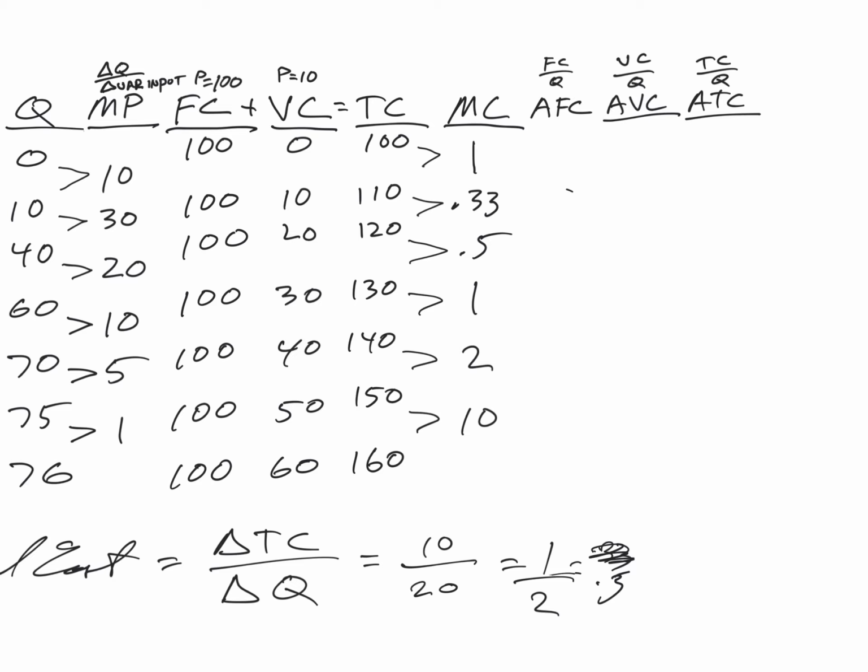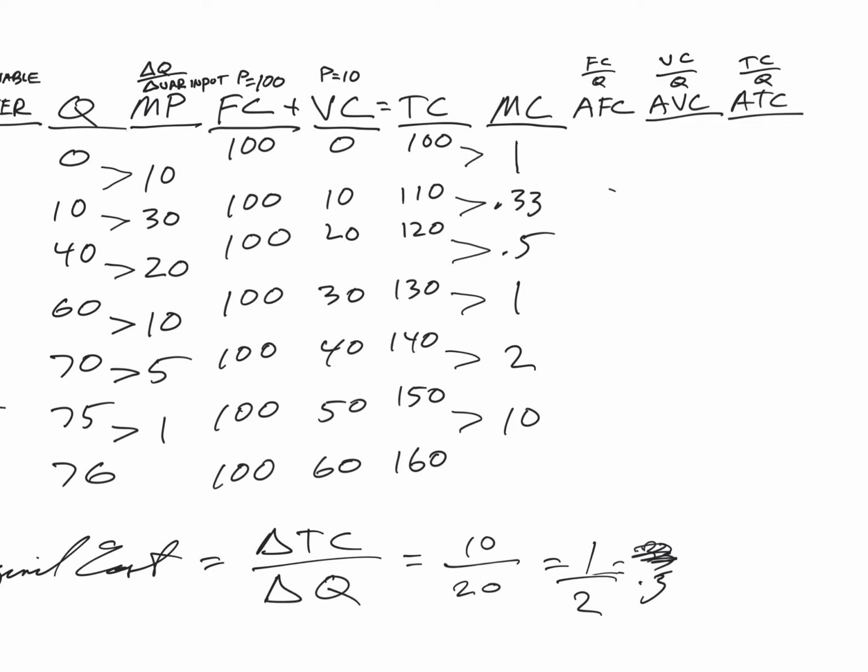So average fixed cost is, well, let's go back and find fixed cost. Here's fixed cost. So fixed cost is fixed at 100. Okay, so we're just going to divide 100 by Q. Fixed cost divided by Q. So that would be 100 divided by 0, which is undefined. But then 100 divided by 10, 100 divided by 40, 100 divided by 60, 100 divided by 70.